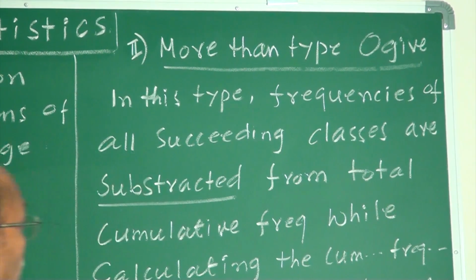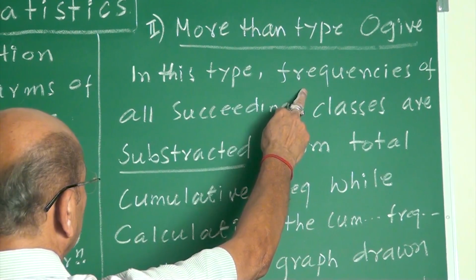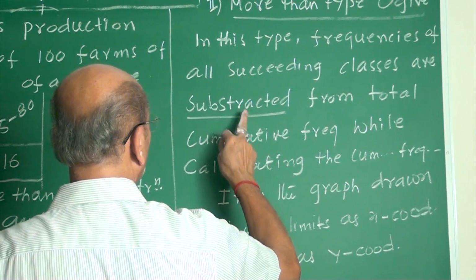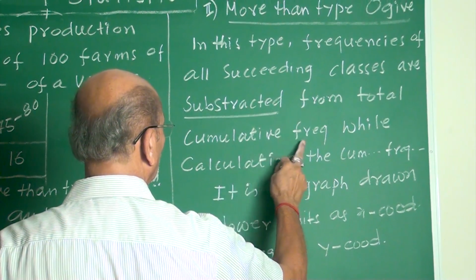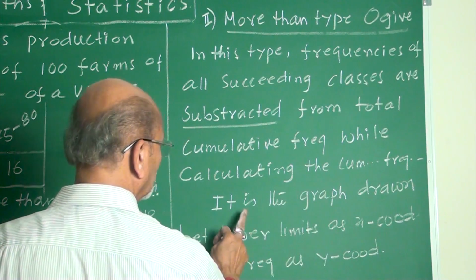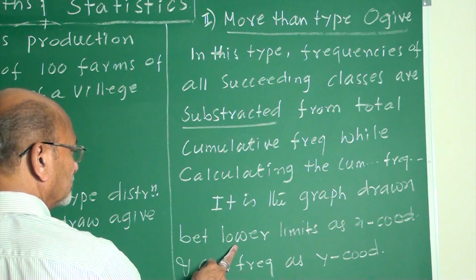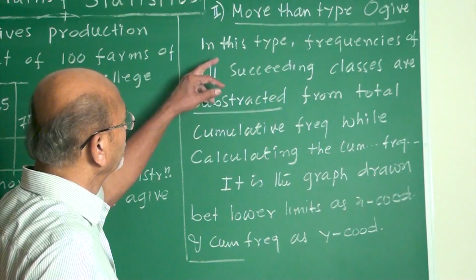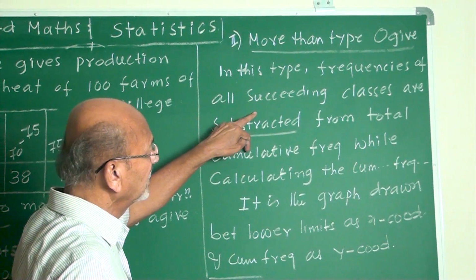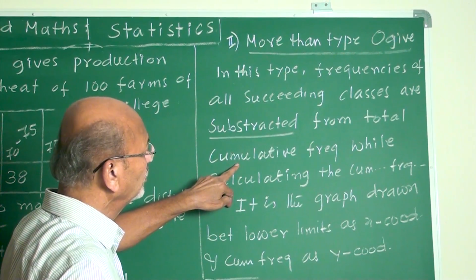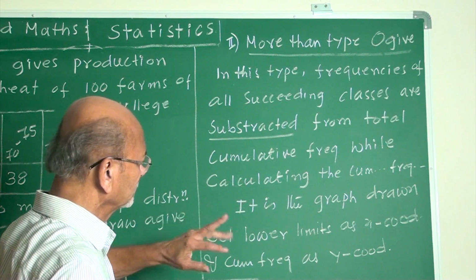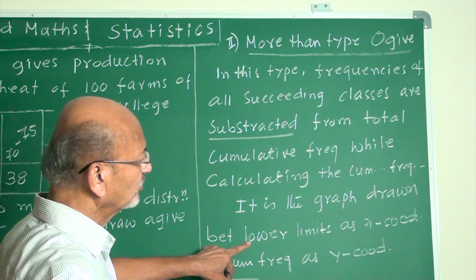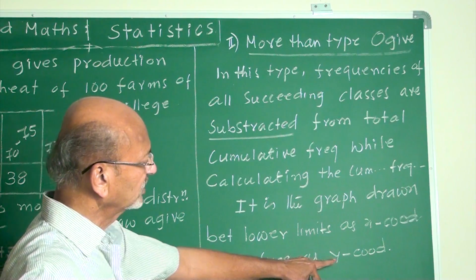This is how to find the cumulative frequency. In this type, frequencies of all succeeding classes are subtracted from the total cumulative frequency while calculating the cumulative frequencies. In the previous, they were added. It is a graph drawn between the lower limits as x coordinate and the cumulative frequency as y coordinate. The lower limits we have to take along the x-axis, cumulative frequencies along the y-axis.